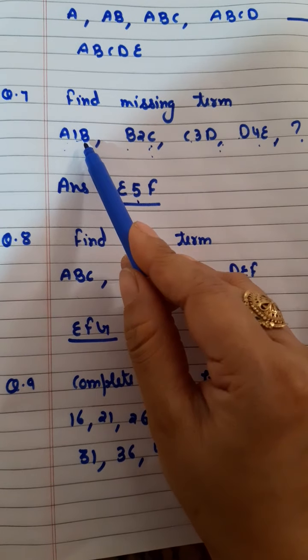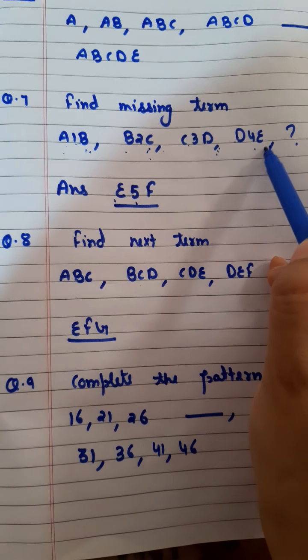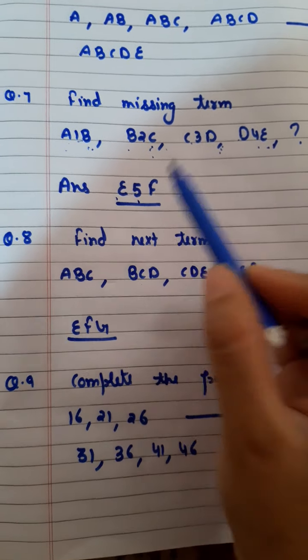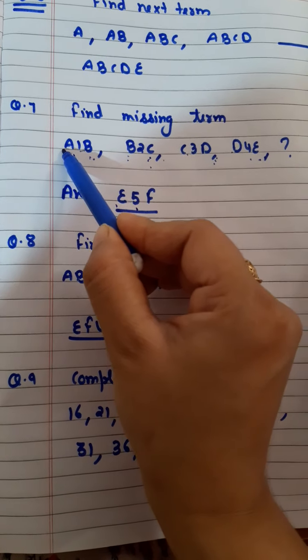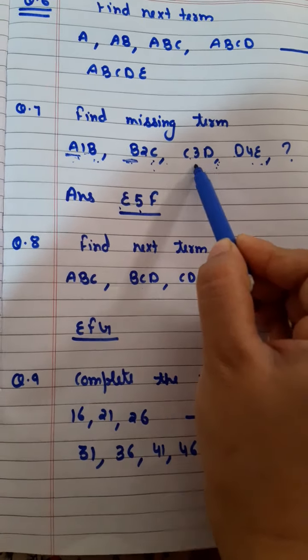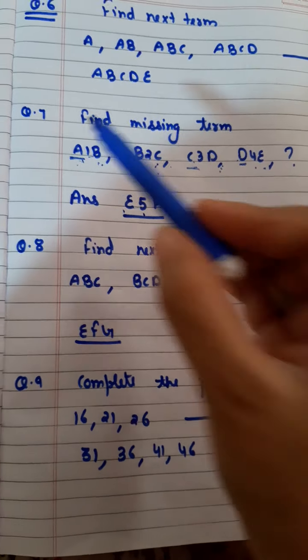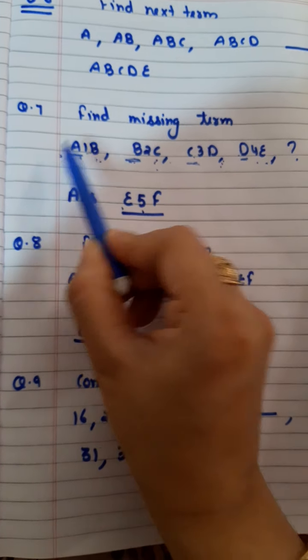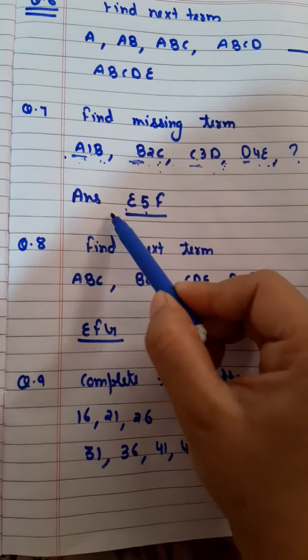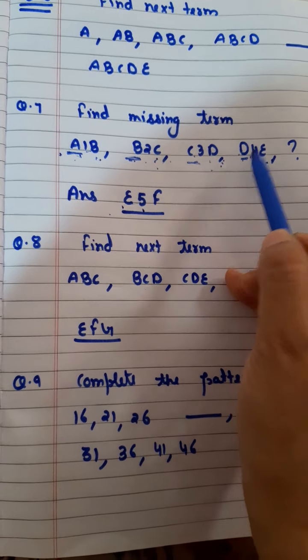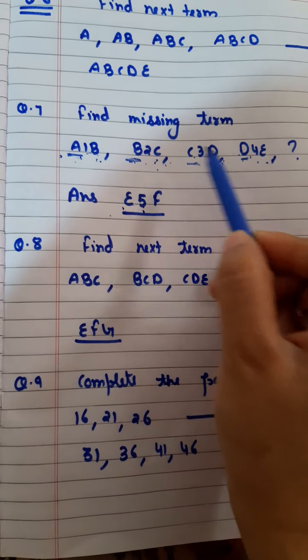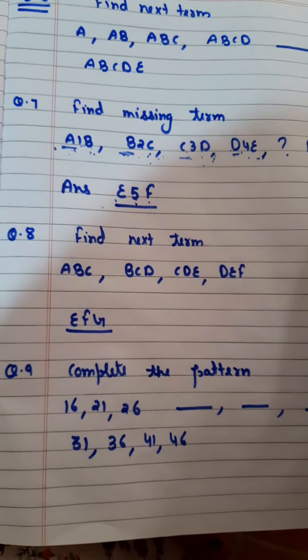Okay? Then B, C, D, E. It means they are going in sequence. It will be F. A, B. First of all, check the first alphabet of each pattern. A, B, C, D, E. You can write it like this also. 1, 2, 3, 4. Then 5. B, C, D, E and F. Easy?